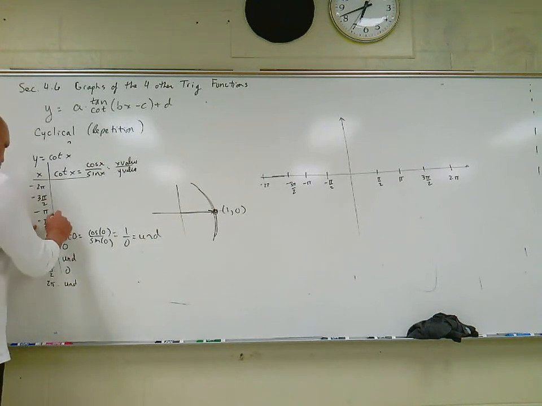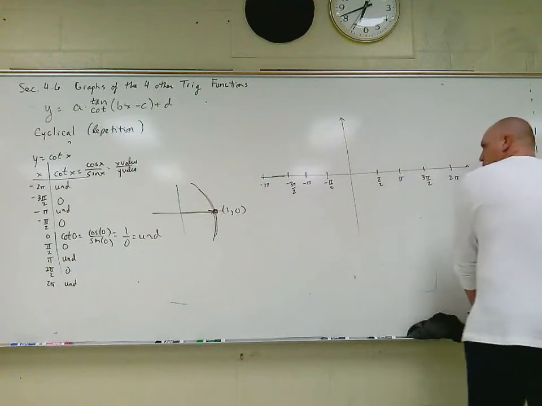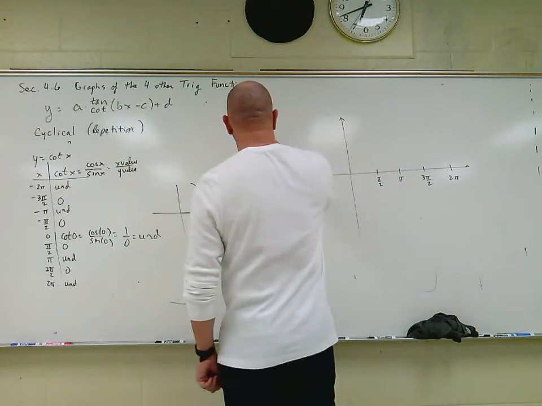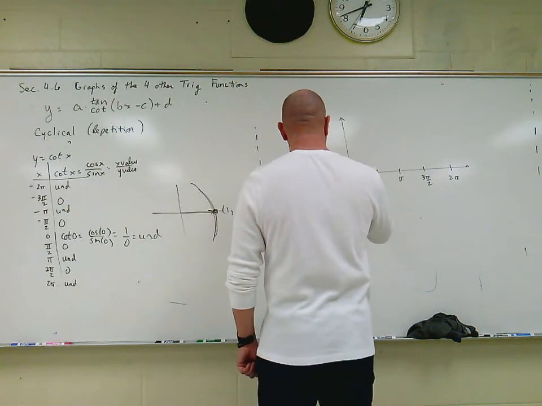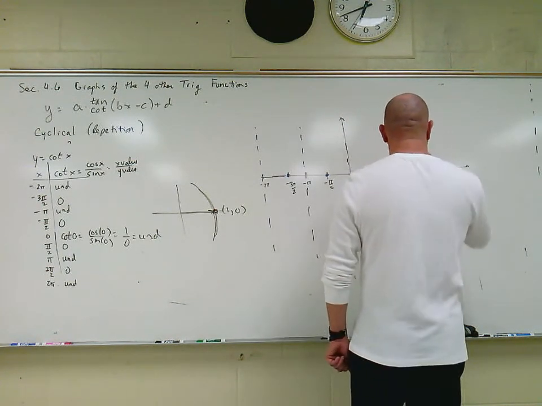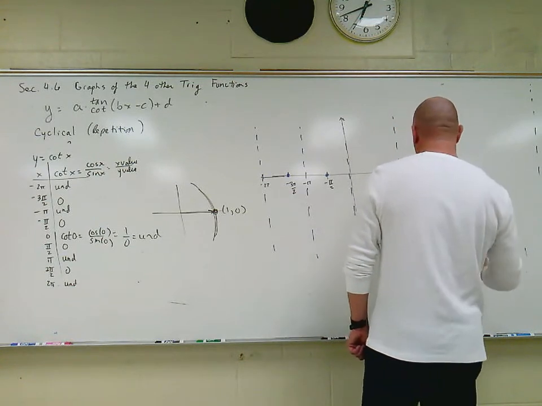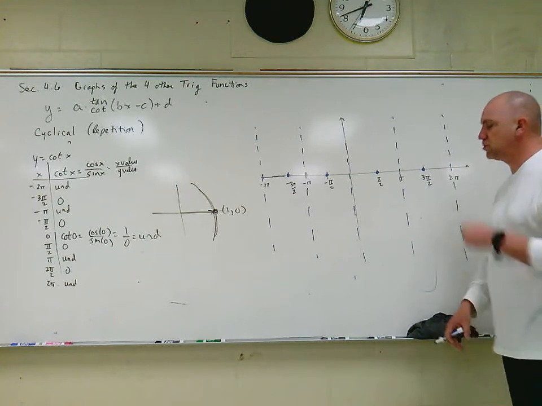So negative pi over 2, we should get 0, negative pi undefined, negative 3 pi over 2, 0, negative 3 pi undefined. So I'll go ahead and put those asymptotes in. Same idea, all the asymptotes is undefined. All right, so it should have flip-flopped. And all the pi's, 2 pi's, negative pi, negative 2 pi, even 0, that's where our asymptotes are.